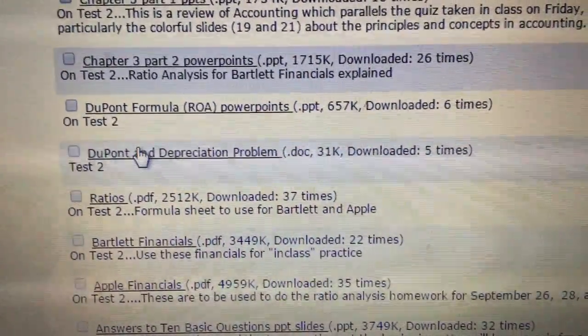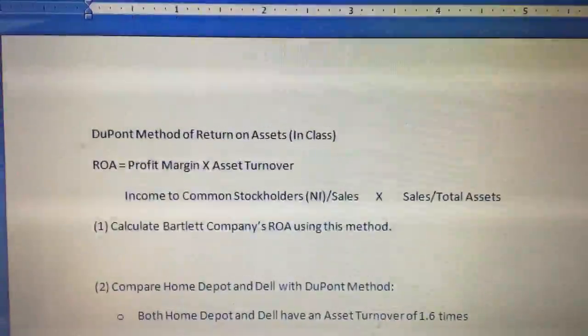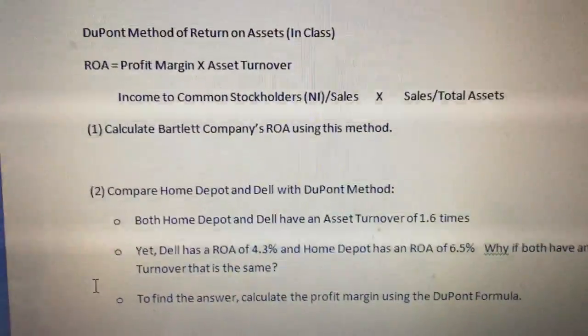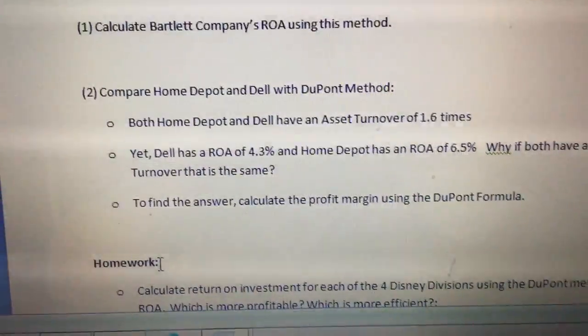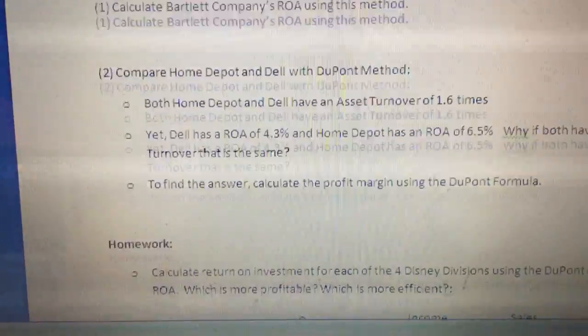And I have my Bartlett financials down here, so I won't bother to pull that one up. But let's take a look. Okay, this is the handout. We're going to work the top portion. The bottom portion will be your homework. You do not have to do the portion on depreciation.